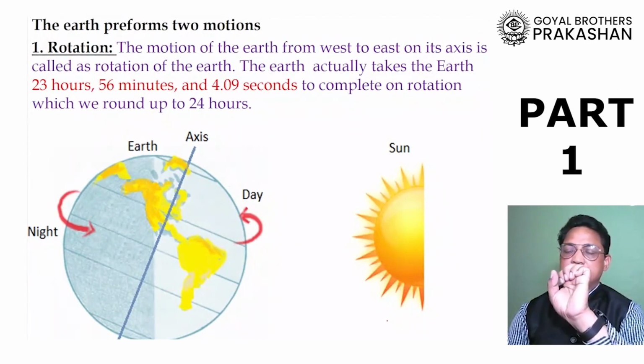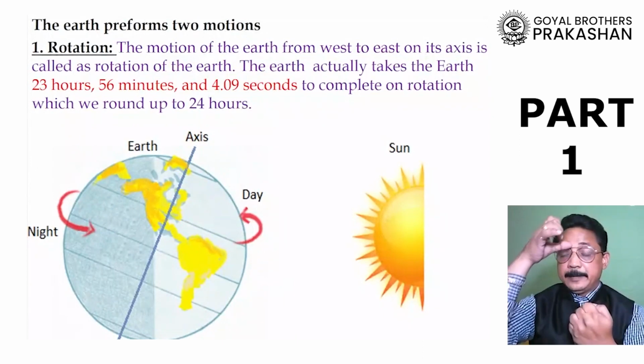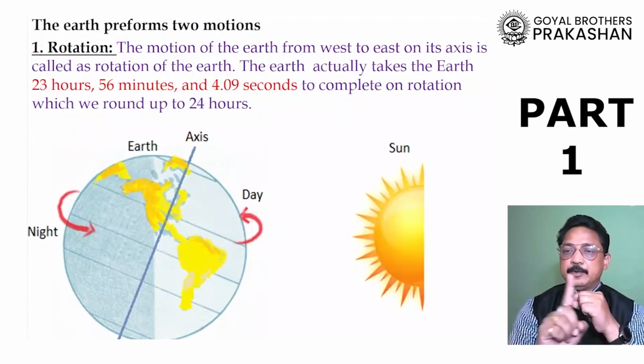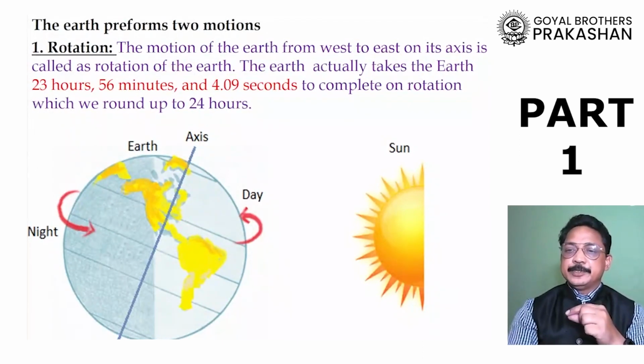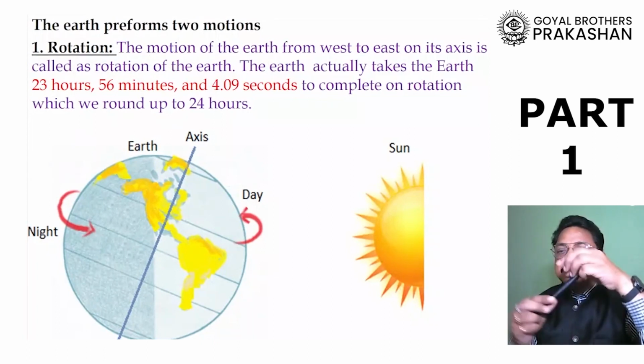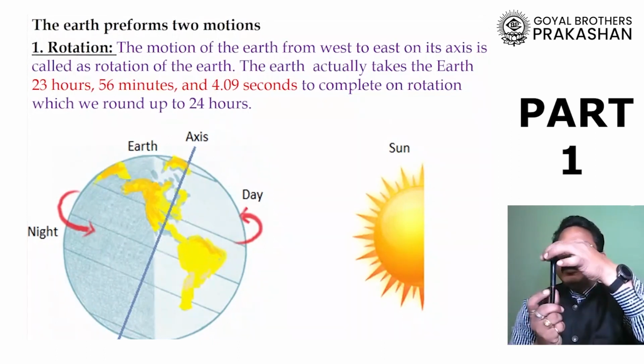So this is a rotation of the earth. But earth is also performing one more motion. Remember, earth moves around itself. Suppose this is earth. This earth is moving around itself. It moves around itself.